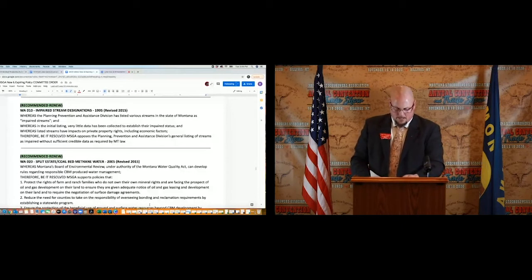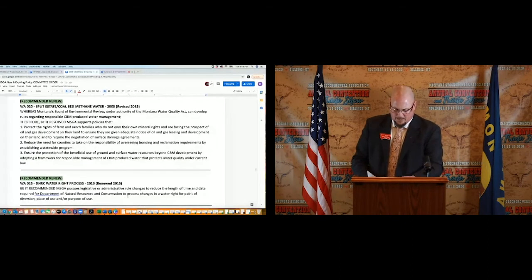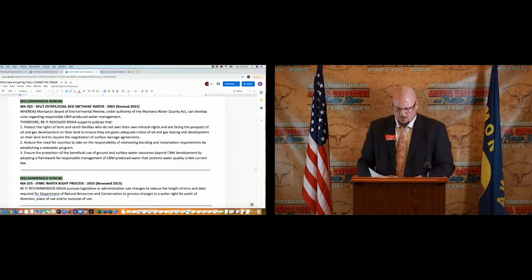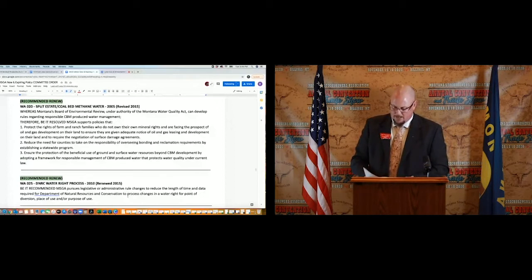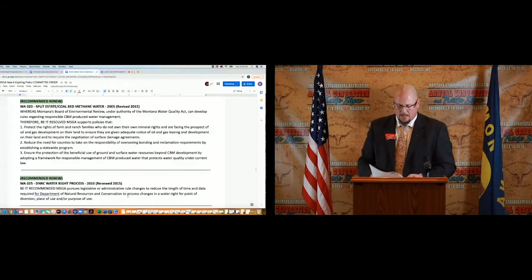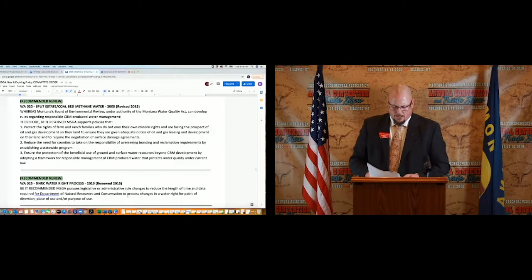Next up, WA020, split estate coal bed methane water. Therefore, be it resolved, MSGA supports policies that, one, protects the rights of farm and ranch families who do not own their own mineral rights and are facing the prospect of oil and gas development on their land, to ensure they are given adequate notice of oil and gas leasing and development on their land, and to require the negotiation of surface damage agreements. Two, reduce the need for counties to take on the responsibility of overseeing bonding and reclamation requirements by establishing a statewide program.